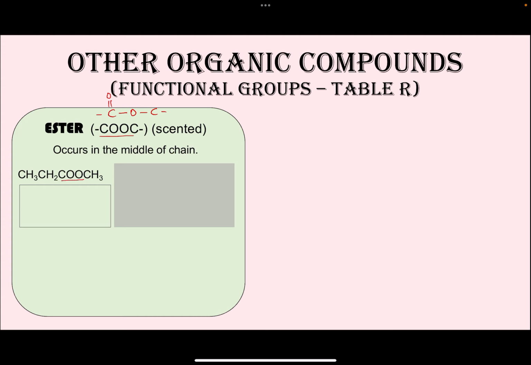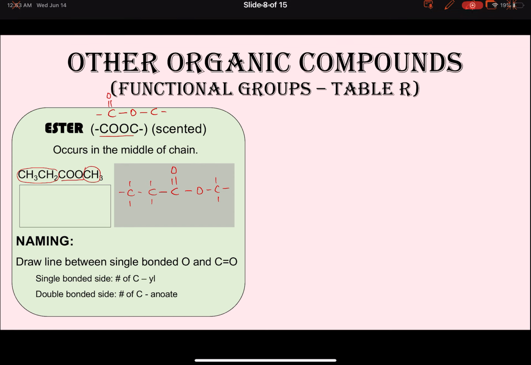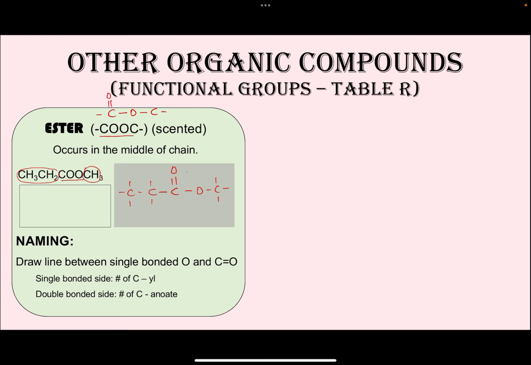So first of all, we can go ahead and draw the functional group. So we have carbon double bonded to an oxygen, single bonded to the other oxygen, and then we have a CH3 on this side. So that's going to be carbon with 3 hydrogens, and then we have CH2 and CH3 on this side. So CH2 and CH3. Okay, so when we are naming these types of compounds, we are going to draw a line between the single bonded oxygen and the double bonded oxygen, because that's going to make it easier for us to name them.